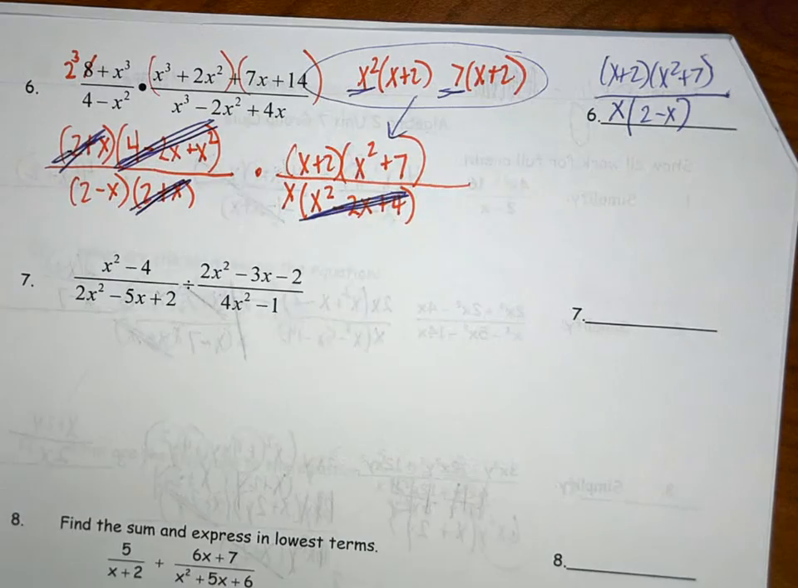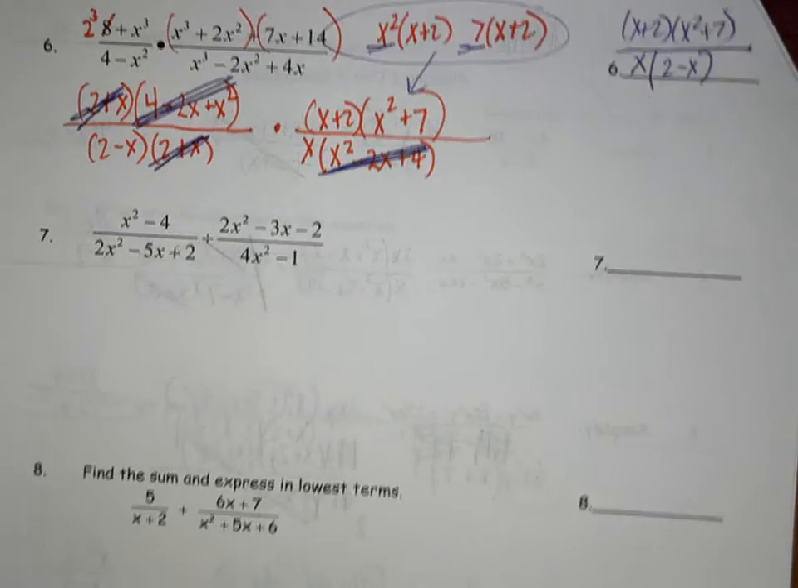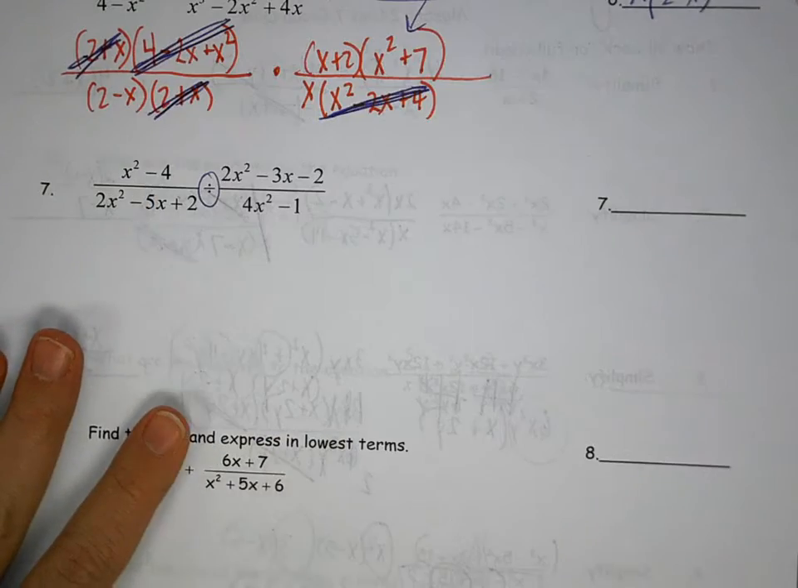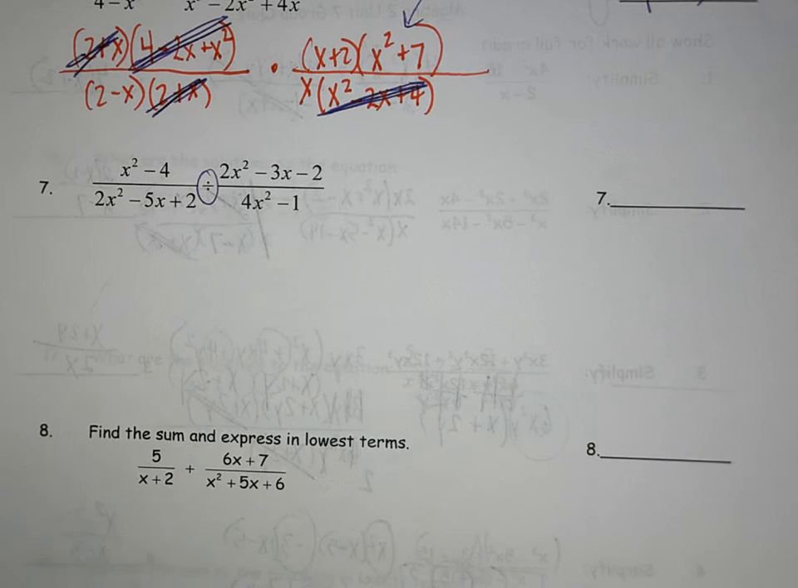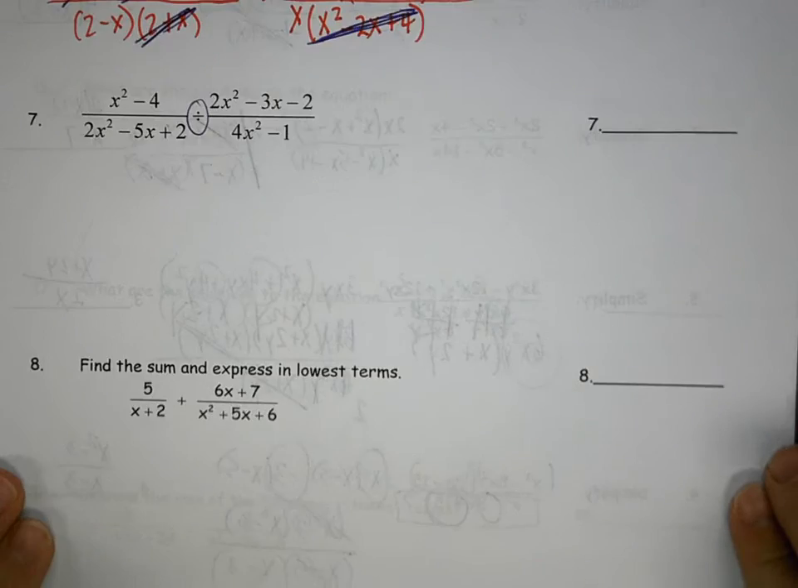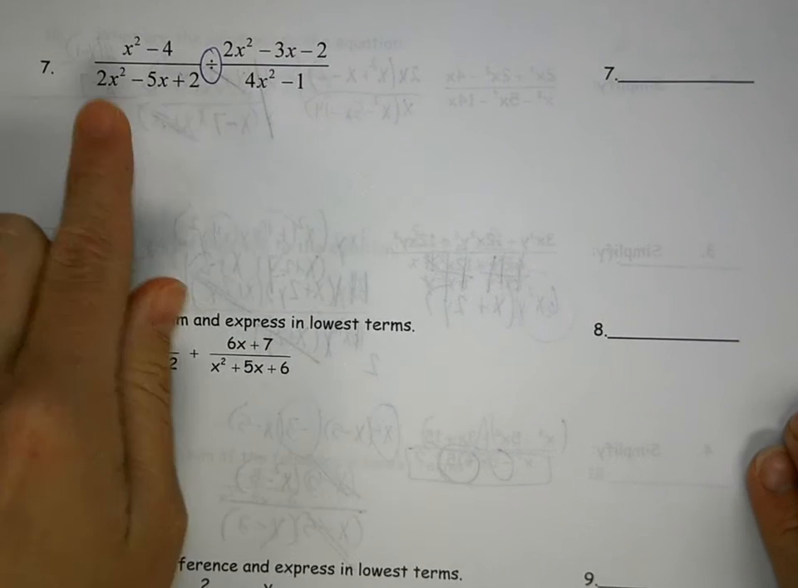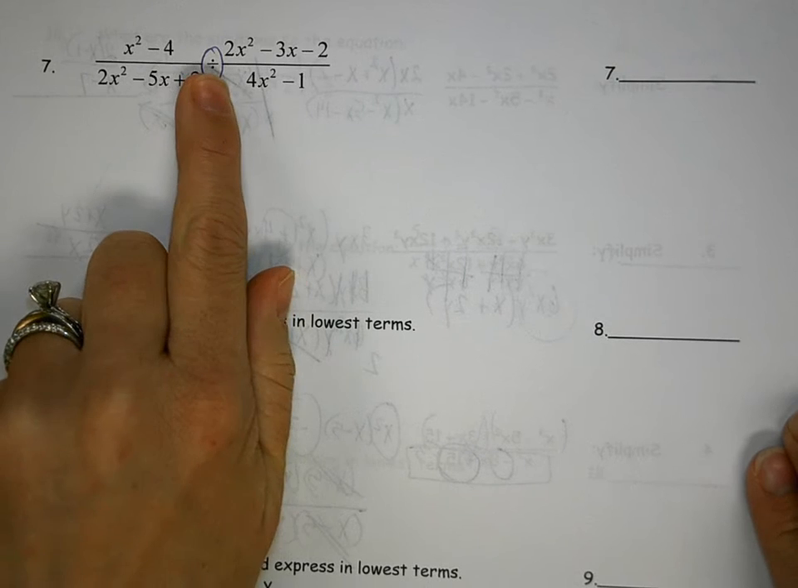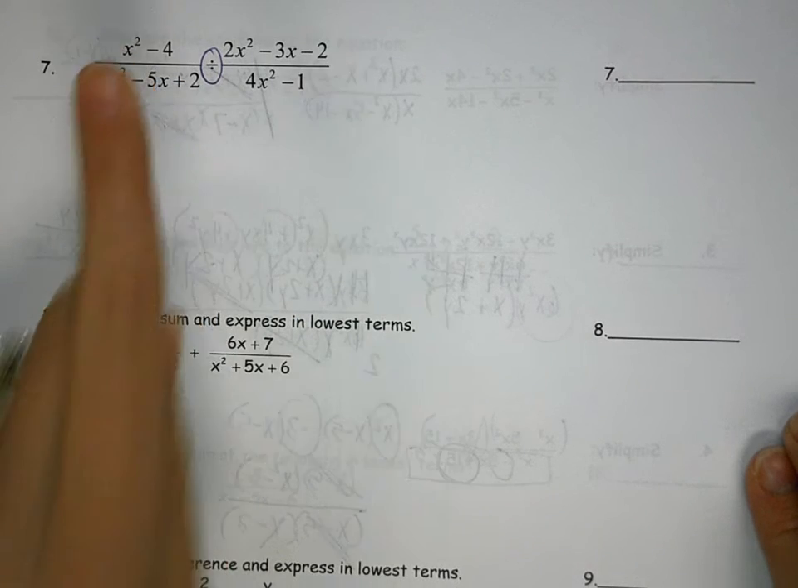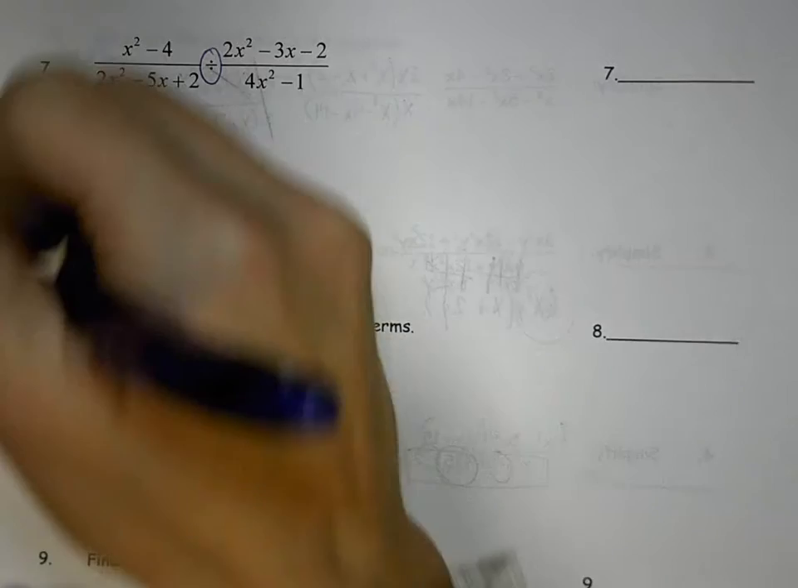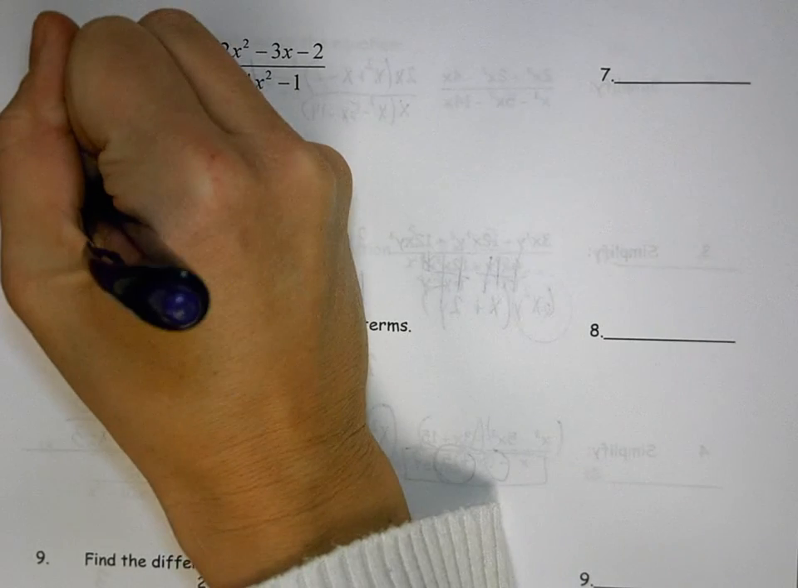Okay? All right, number 7. Notice on number 7, it's division. What do you need to remember when you're dealing with division? KFC. Keep, flip, change to multiplication. So, how do I factor x squared minus 4? X plus 2, x minus 2.